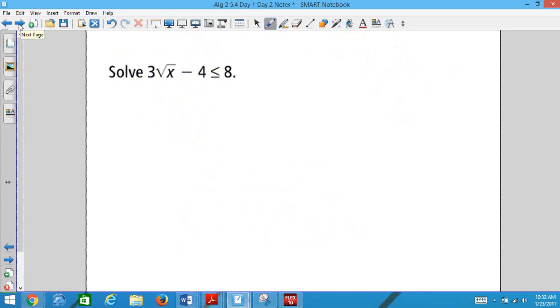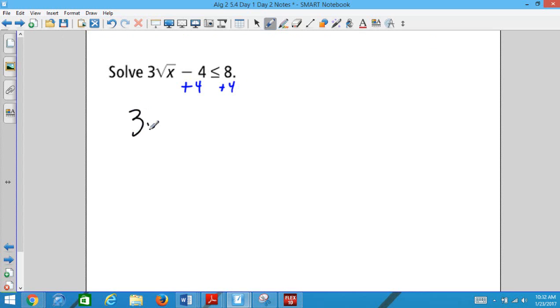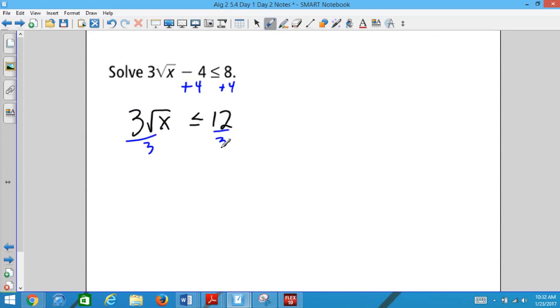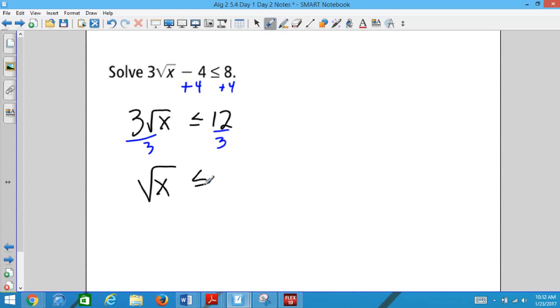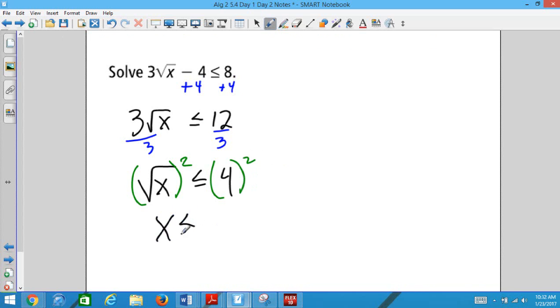What are we going to do first? Add 4. We're going to add 4 to both sides. We get 3 radical x less than or equal to 12. Divide by 3. Radical x less than or equal to 4. What do we do now? Square both sides. We get x less than or equal to 16.